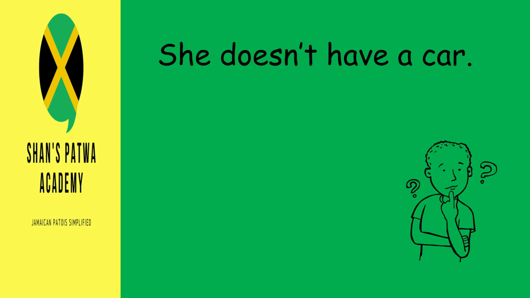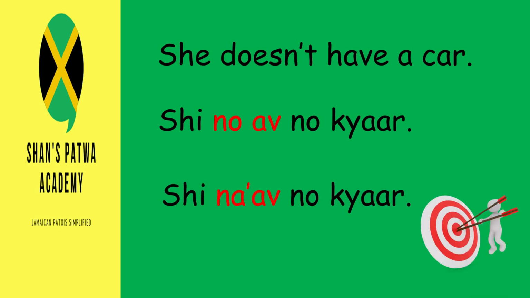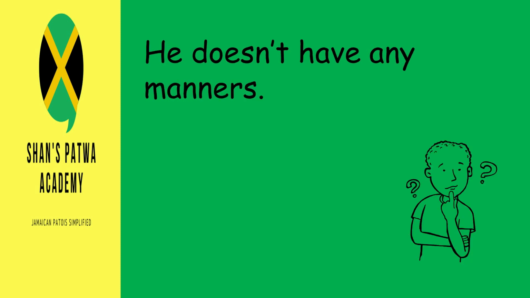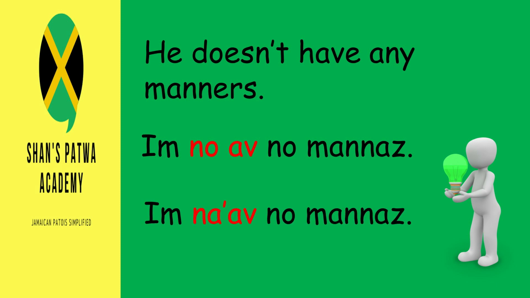Another example sentence, she doesn't have a car. In Jamaican Patois, this would be, she no have no car. And contracted, this would be, she nav no car. And another example is, he doesn't have any manners in English. In Jamaican Patois, this would be, him no have no manners. And contracted, it would be, him nav no manners.